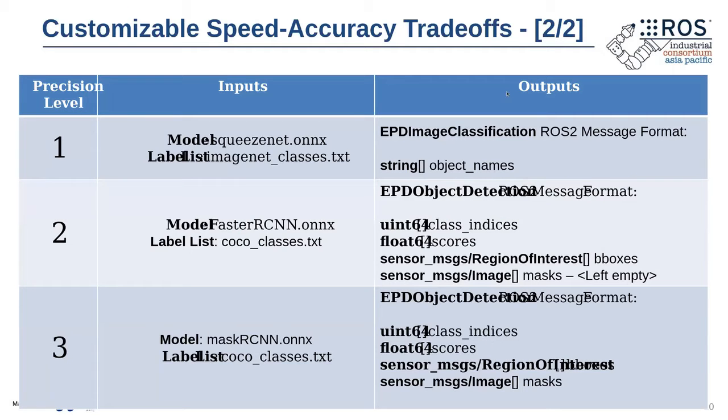Sorry for the formatting issue. So for precision level 1, we are using SqueezeNet .onnx. These are a different variety of pre-trained models that already come prepared in the EPD, even without any training. For the custom messages, I know it's a bit of a mess. So later on, I'll direct you to the GitHub link in which you can view the proper documentation, which goes through this in better detail.